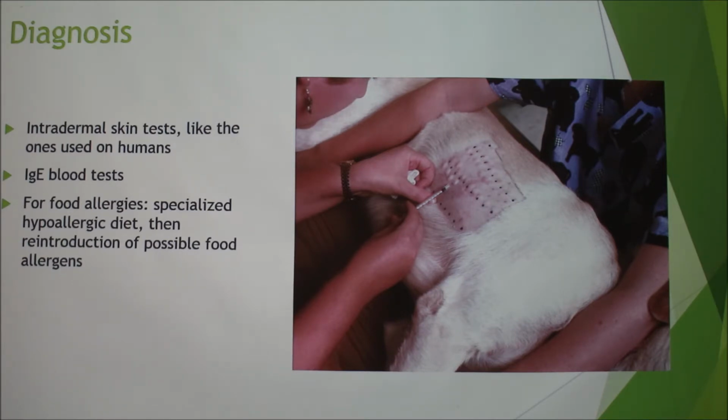You can also do an IgE blood test. So they'll draw blood from the dog, and then you can test the levels of IgE. If there's a high level of it in the blood, then that tells you the dog is likely allergic to something, but it doesn't necessarily tell you what it is. So once you know the dog has an allergy, then you can do specific IgE blood tests.